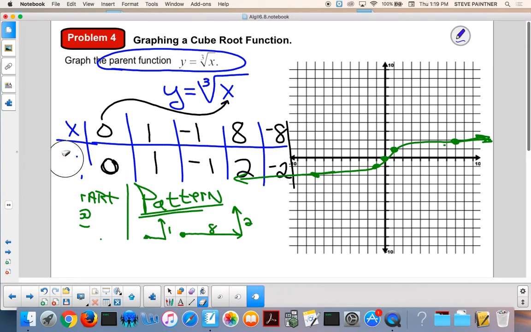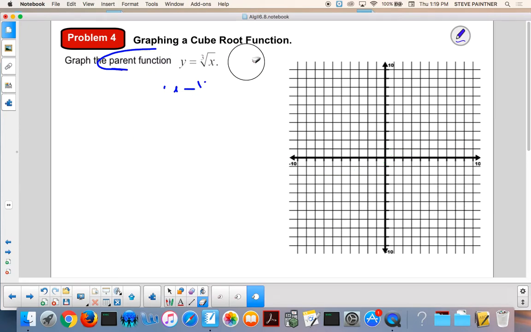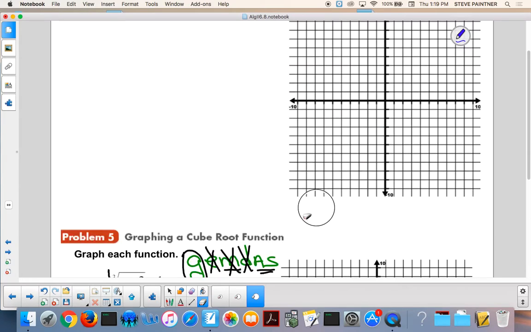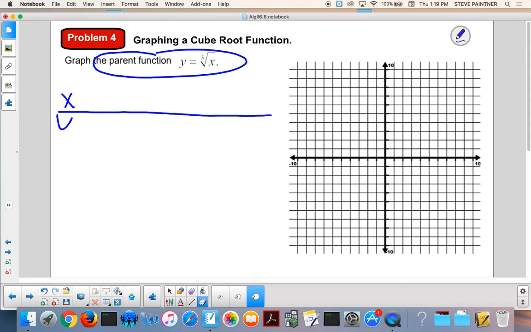Okay, so you guys have to do this cube root function. And we're going to try to learn what the parent does, because once you know what the parent does, it's pretty simple. Okay, so here we go. Parent function. Let's make a table, let's figure it out. X, Y.